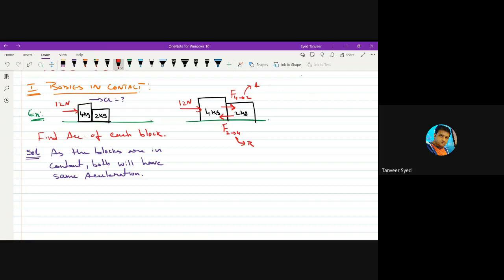Now, the force which is responsible for the motion of the 2 kg block is this force. And we discussed this earlier in detail also. These two forces cannot cancel each other because they are acting on two different bodies. They cannot cancel.